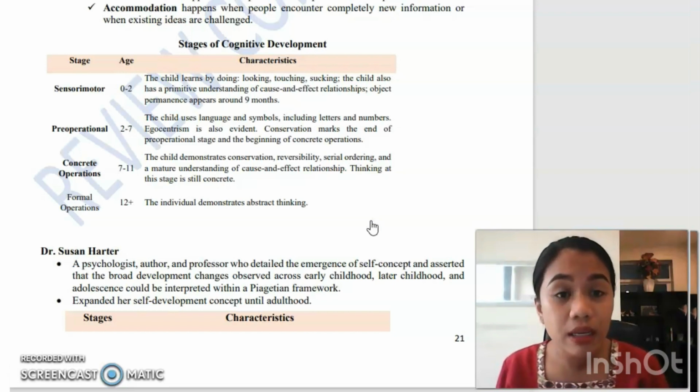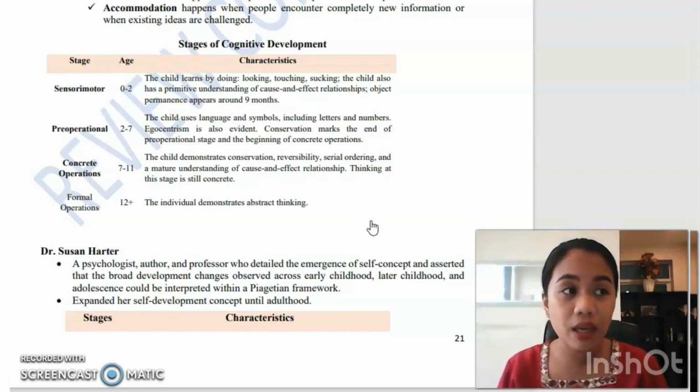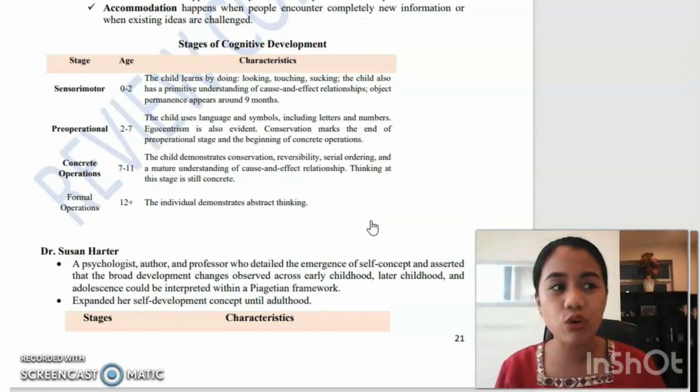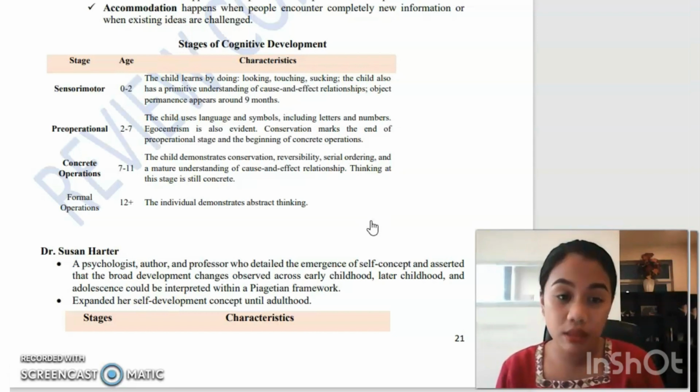If you become too reckless, there is a tendency that you could die. You will be hurt, or very badly hurt, you will have severe injury. So they will have a mature understanding of the cause and effect relationship. By this time, their discoveries also become bigger. So thinking at this stage is still concrete.